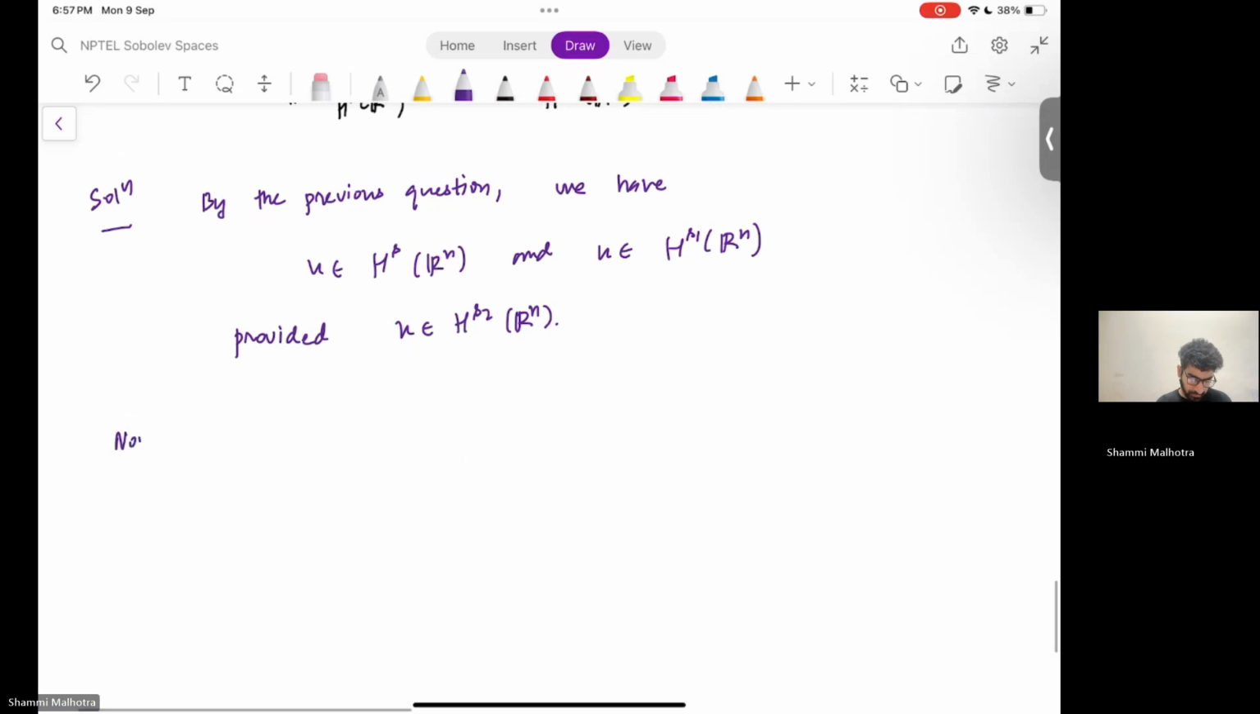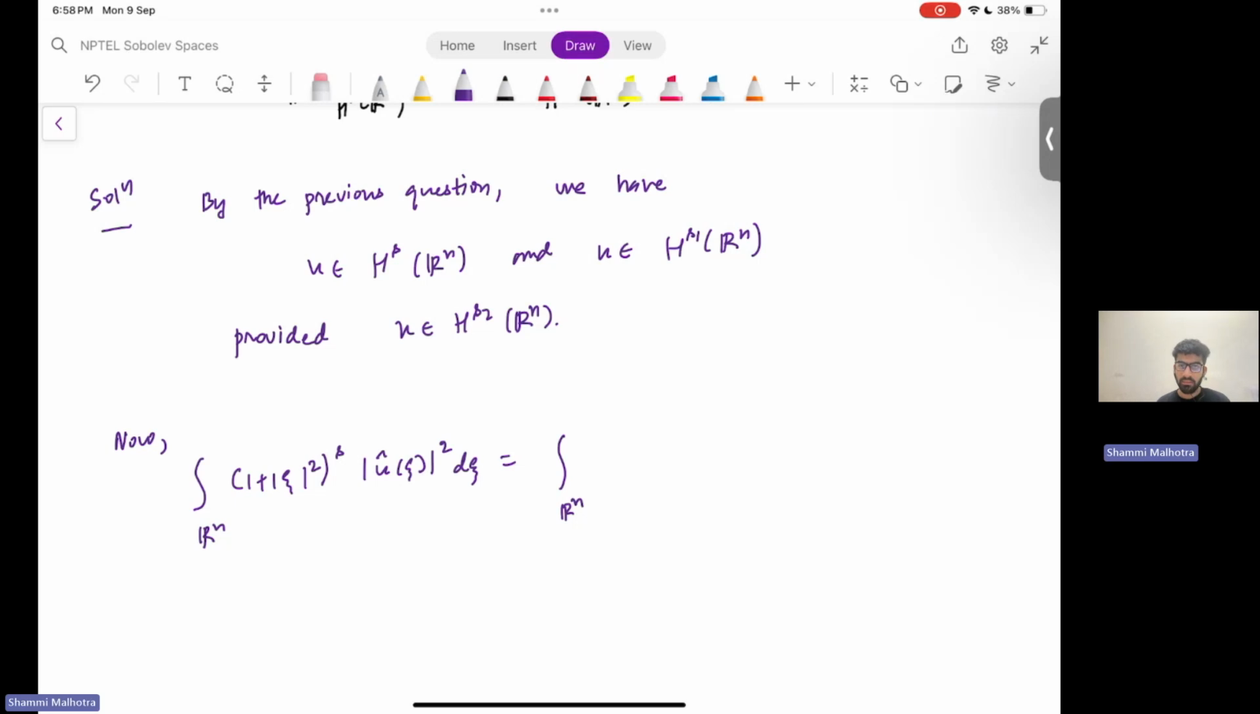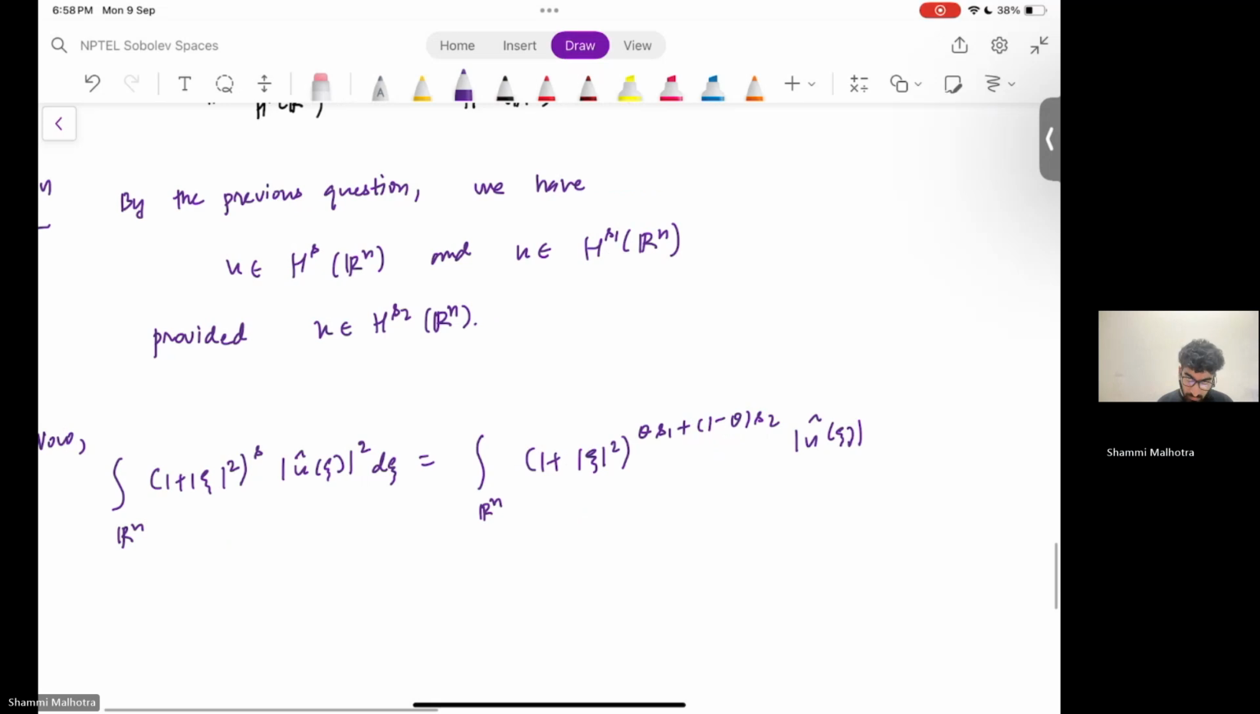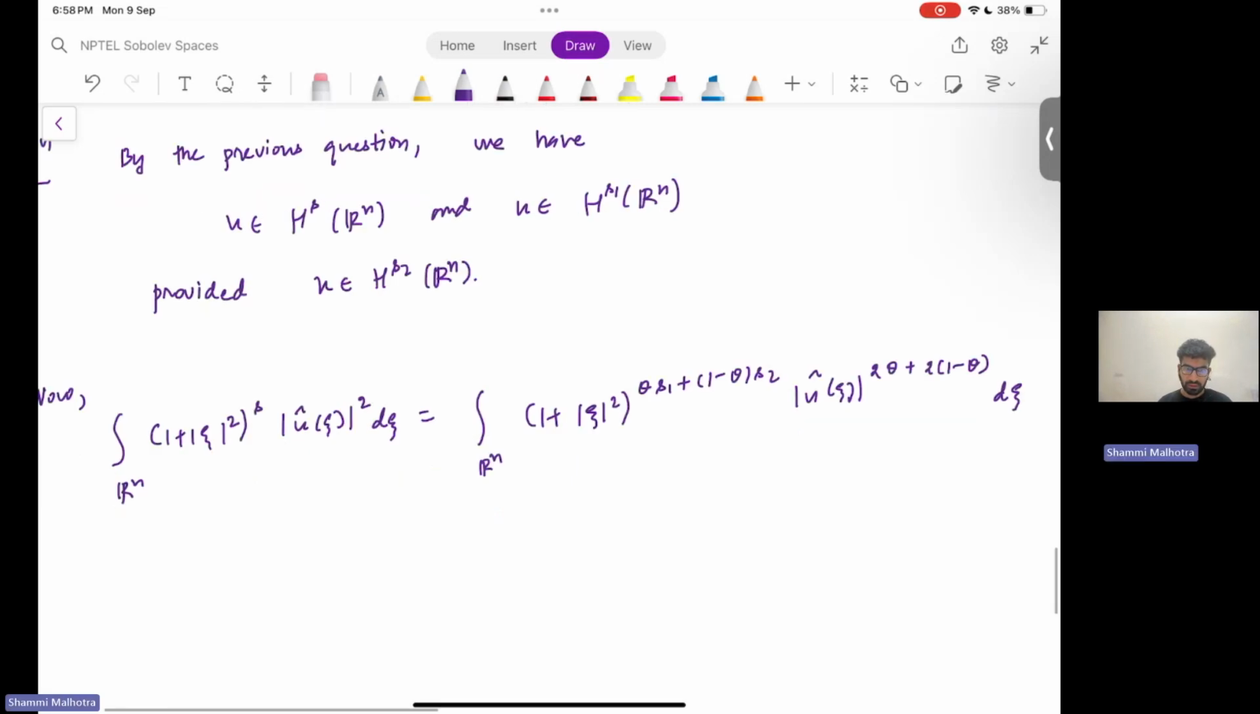Now, the integral over R^n of (1 plus |xi|^2)^s |u hat(xi)|^2 d xi is equal to the integral over R^n, and this can be done as follows: the exponent s is theta s1 plus 1 minus theta s2, and this is |u hat(xi)|^(2 theta) times |u hat(xi)|^(2(1 minus theta)) d xi. So I can write this in this form.